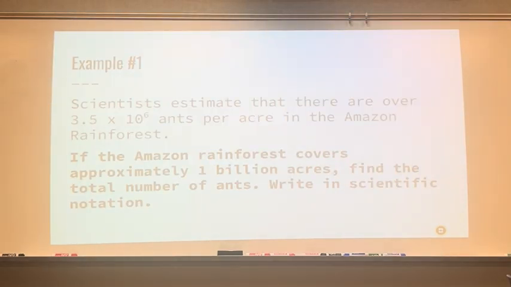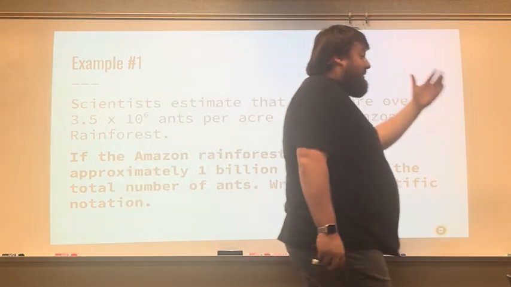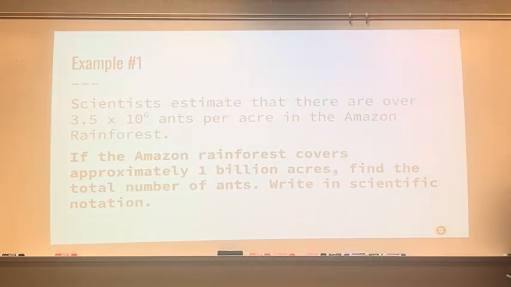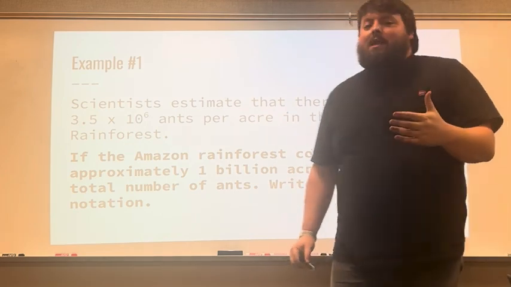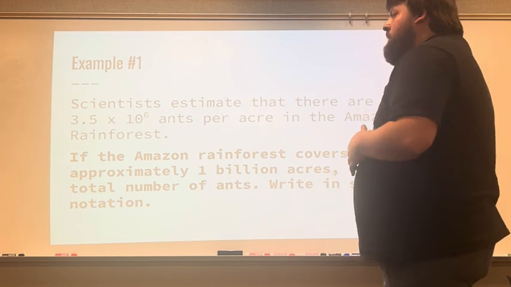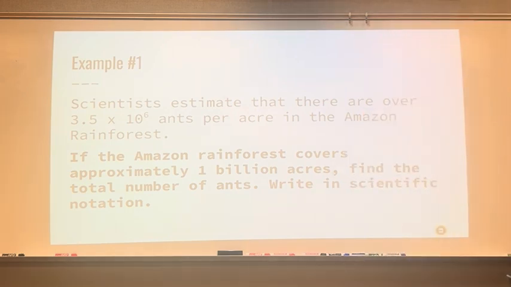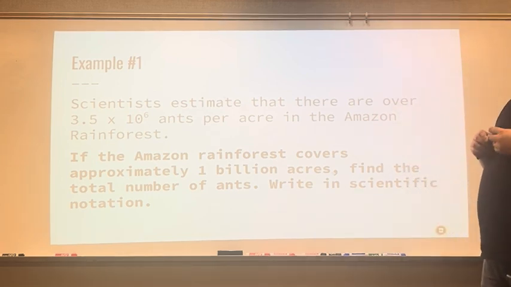Example one: scientists estimate there are over 3.5 times 10 to the 6th ants per acre in the Amazon rainforest. It's a lot of ants, okay? I'm just telling you that right now. We don't have any statistics on the number of uncles in the Amazon rainforest, but I imagine it's probably in the same ballpark. If the Amazon rainforest covers approximately 1 billion acres, find the total number of ants in scientific notation.